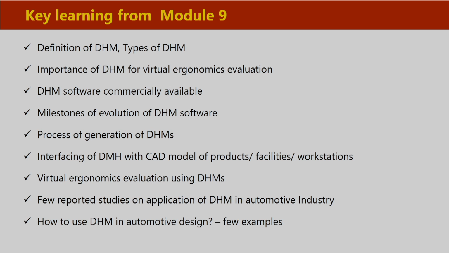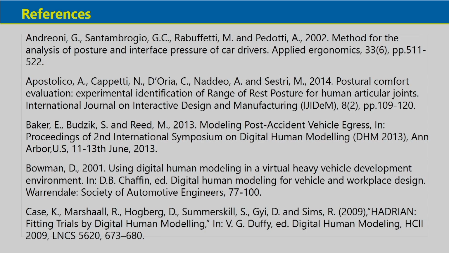We also discussed how digital human model is interfaced with the CAD model of the product or the workstation or vehicle model, and how we can proceed for various types of ergonomic evaluation. Then virtual ergonomic evaluation using digital human model, various aspects: reachability, clearance, interference, comfort, discomfort, entry, exit, vision. So, these various ergonomic evaluation aspects we also discussed. Then how digital human model is used in automotive design, particularly for vehicle occupant packaging and evaluation, we also discussed with some examples. Now, this is the list of references which has been used for various slides.